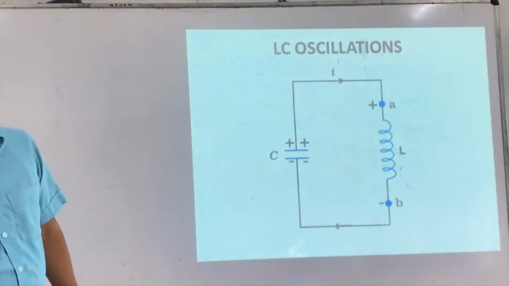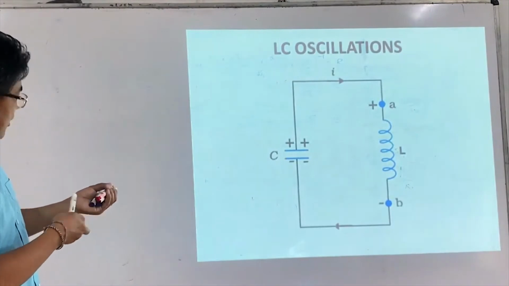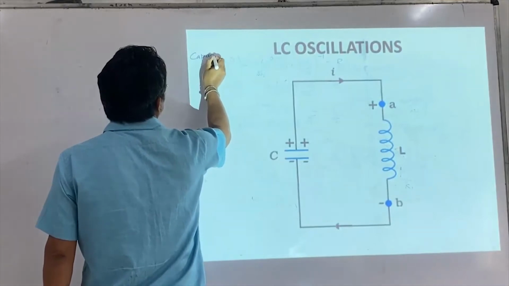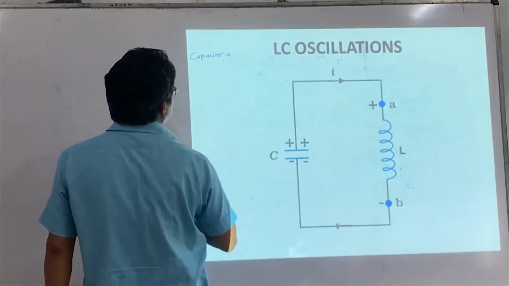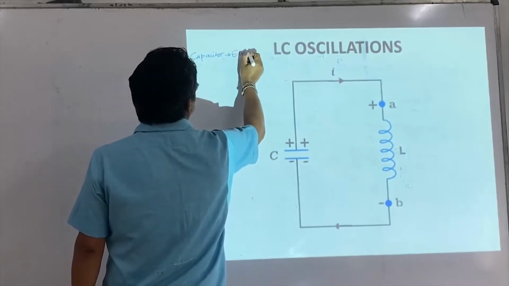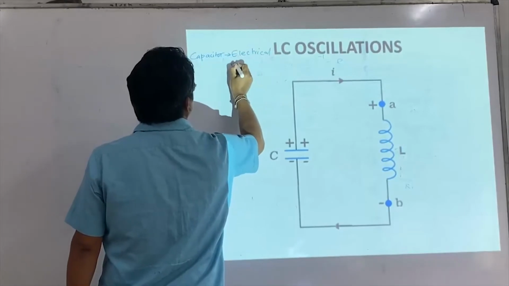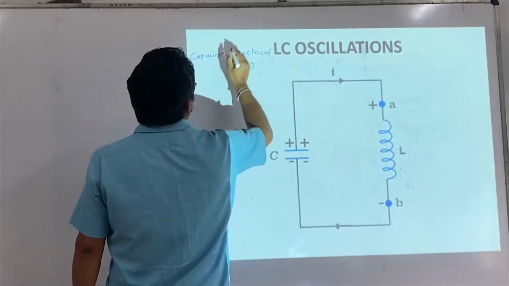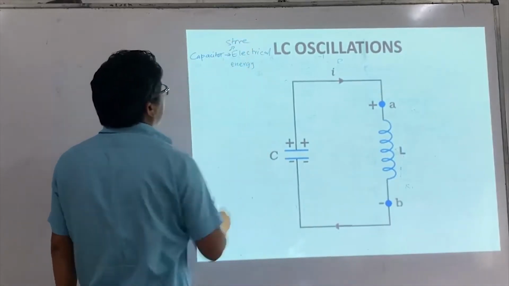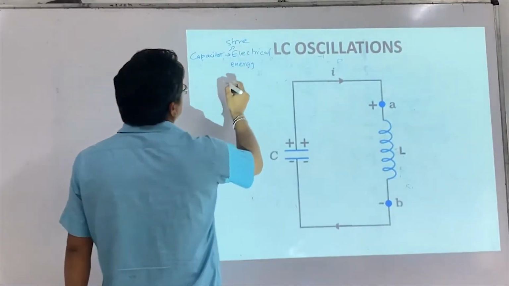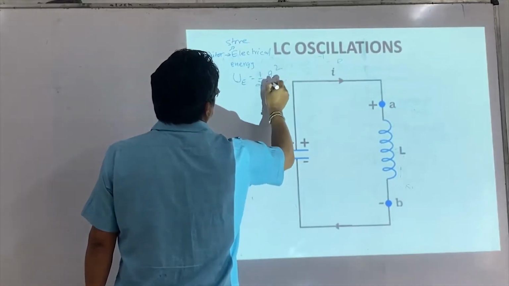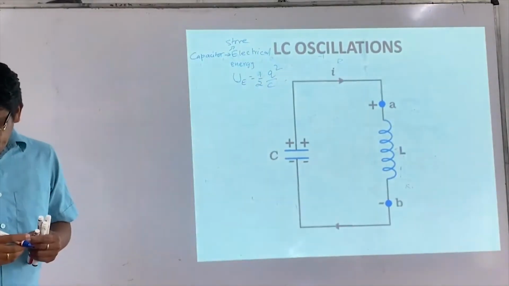So this is what I have. In very simple words, I will discuss how oscillation takes place. A capacitor stores electrical energy. How much electrical energy does it store? Very simple. It is Q square by C. This is the energy stored by capacitors, right?